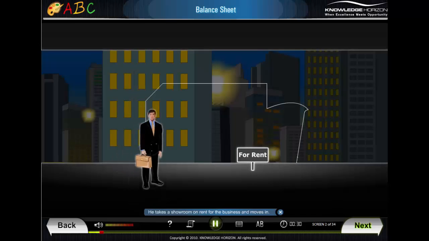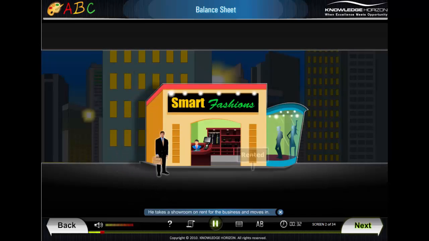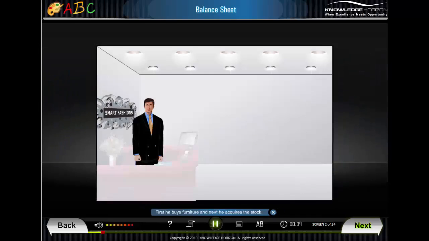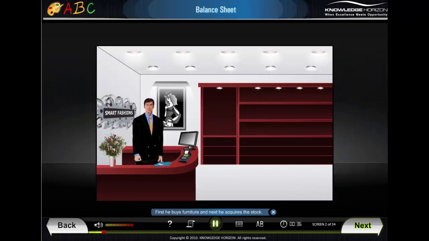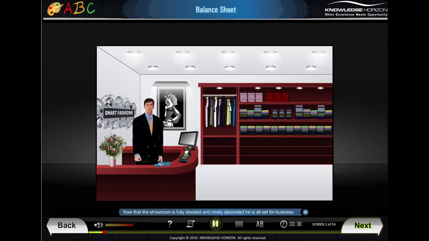Ted is the manager of Smart Fashions, who are into the business of making and selling garments. He takes a showroom on rent for the business and moves in. First, he buys furniture, and next he acquires the stock. Now that the showroom is fully stocked and nicely decorated, he is all set for business.